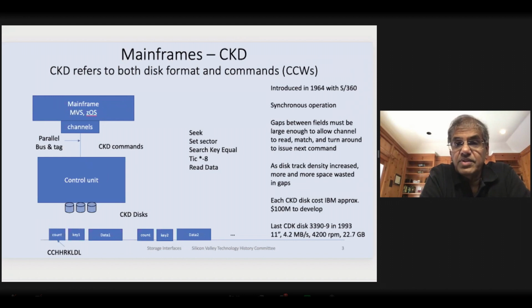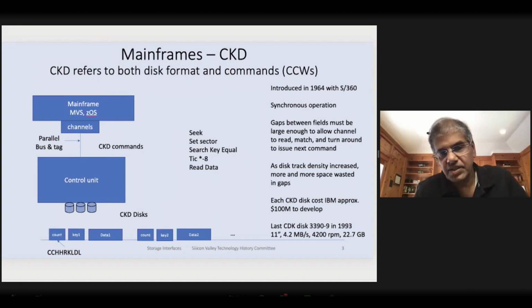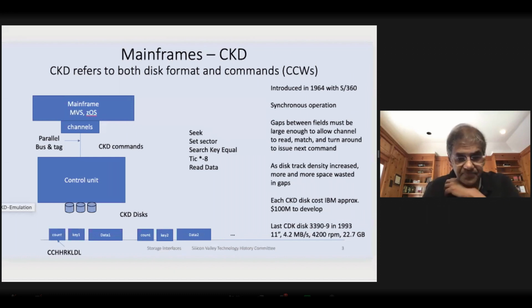The other problem, of course, was that each count key data disk was unique and proprietary, and it took $100 million to develop each new generation of count key data disk. So the writing was sort of on the wall that it was really important to move to where the industry was with fixed block disks, both because of lost gaps and because we were spending $100 million every time we needed to build a new one of these things instead of riding the industry wave.